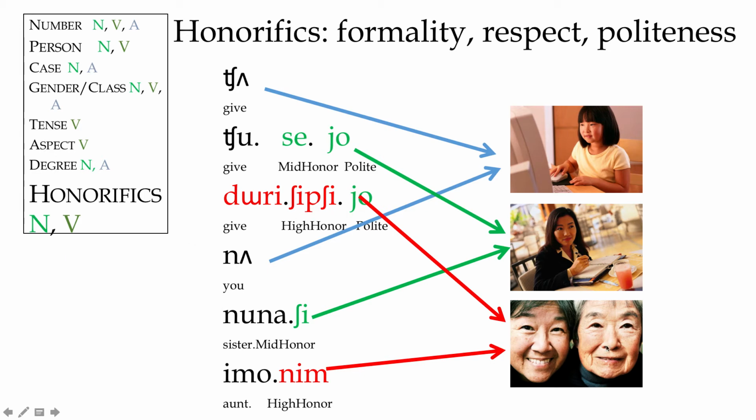Duri shipshio would be, could you give that to me, to this woman, it would be just jo for the younger one. And then imo and nim, so imo might be aunt, nim would be a much higher honor form, so that might be the form of address that I would have to use in this situation. All of these are various endings, various inflections for the degree of formality or respect or politeness that get called honorifics. There's many other things that speakers might want to pay attention to, that they find important enough about the world that they've chosen to inflect their nouns or verbs or adjectives about it and to weave it into their morphological system.